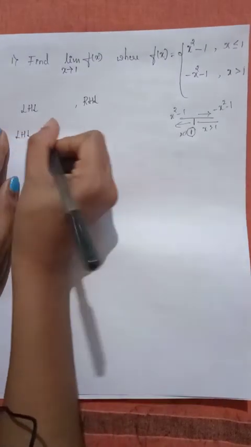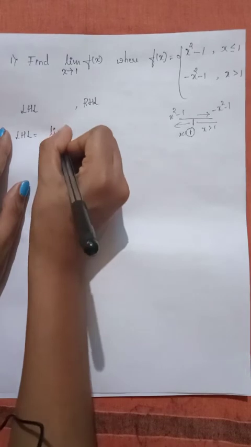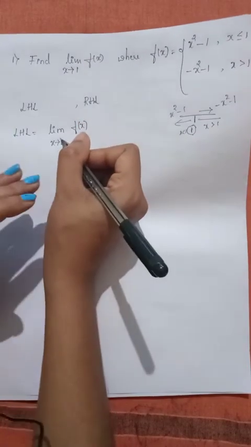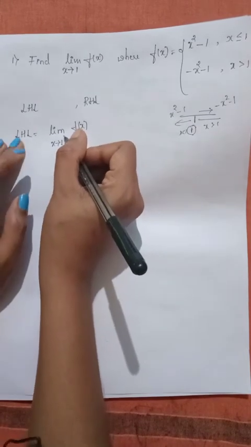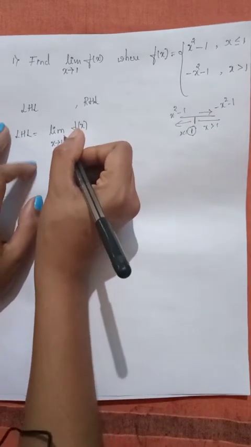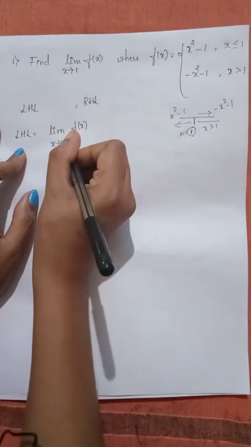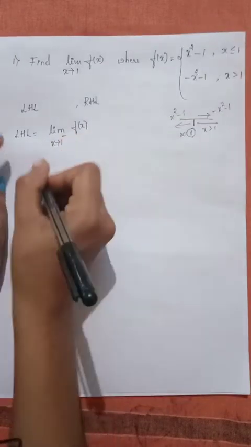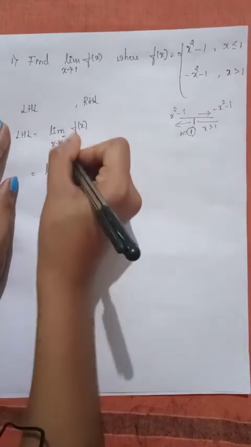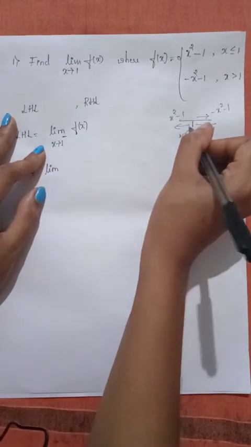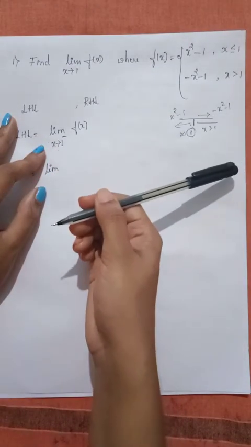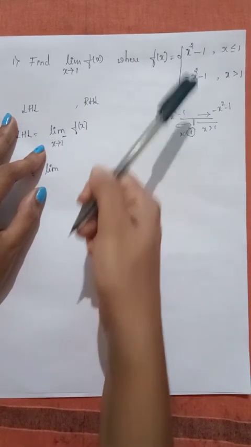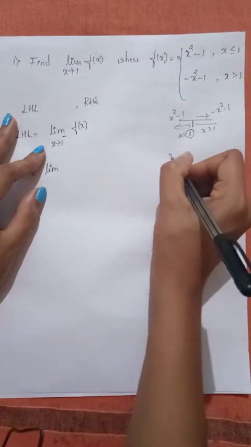So what is the left hand limit? The left hand limit is the limit of f of x as x tends to 1. Here we do not want the value. We are finding the left hand limit without finding the value, as x tends to 1 from the left. I hope you remember, left is denoted by minus. So that is the limit as x tends to 1 from the left, which means you are taking values less than 1, correct? When you are taking values for x less than 1, how is the function defined?